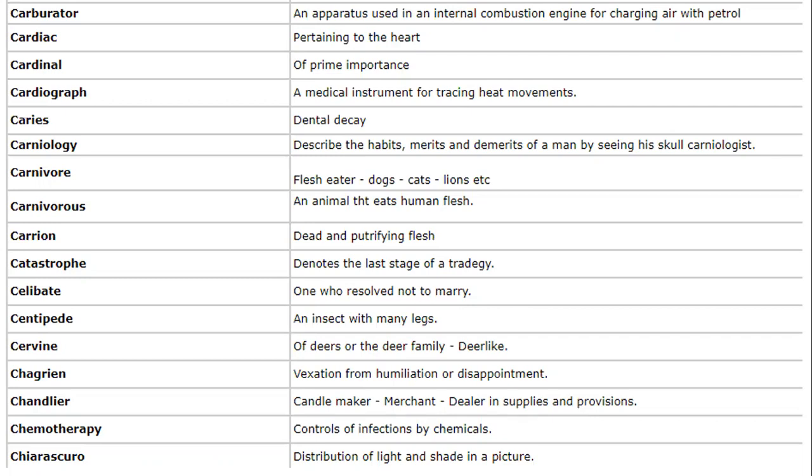Then chagrin, vexation from humiliation or disappointment. Chandler, candle maker, merchant dealer in provisions. Chemotherapy, that is control of infections by chemicals.